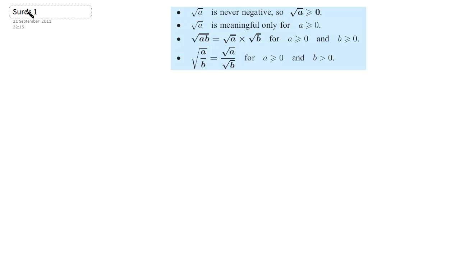Right, in this video we're going to examine surds. We're going to use these definitions to show how we can simplify some surds. One thing to remember is the square root of a is never negative, right? So it's always greater than or equal to naught. And it's only meaningful if a is greater than or equal to naught, because you cannot square root a negative number in the real number system.